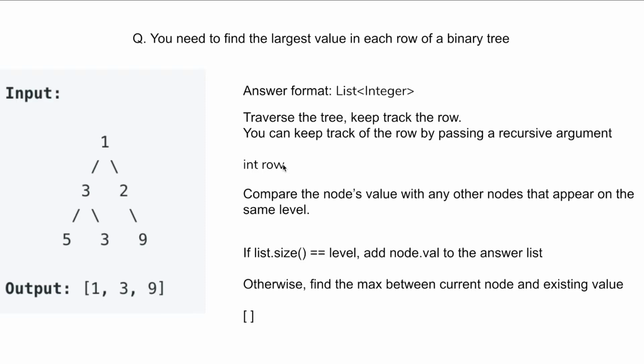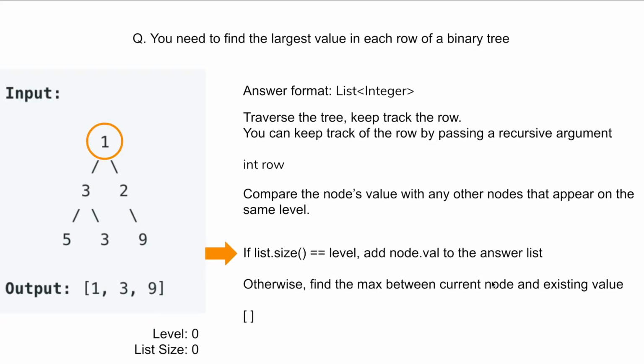So the way that we know whether or not we're hitting a new value or one that already exists is whether or not the list size is equal to the level. So originally, we're going to be having an empty list. And so we're going to be saying, okay, at level 0, the list is empty. 1 will be the value for that. That'll be this first if statement. And then otherwise, if there's already a value, we can just find the max between the two.